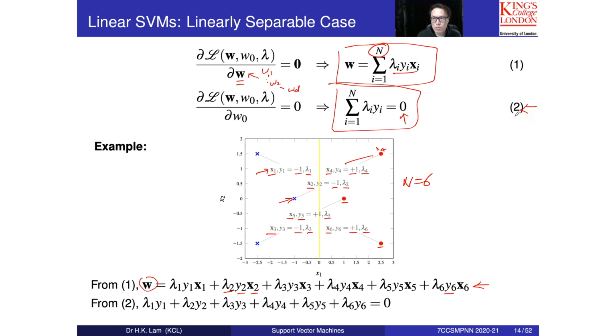From 2, we can simply expand that. Lambda 1 times y1, lambda 2 times y2, the sum of them is 0. That gives us some idea how to find the value of lambda, because if we are able to construct some equations, then we can solve for the value of lambda.